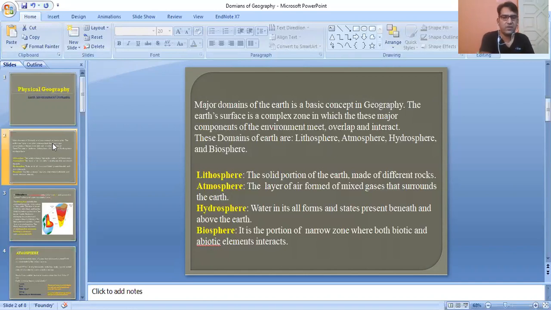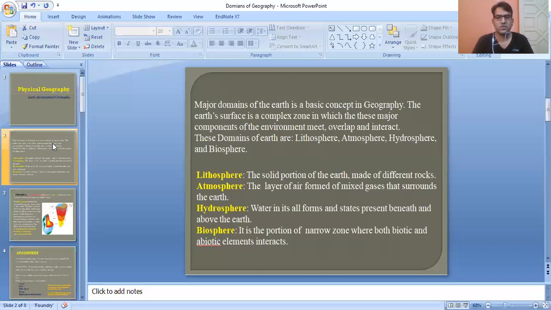So let's start one by one, but I want to give you smaller definitions, or a brief explanation, of these. The lithosphere is the solid portion of Earth, which is made of different rocks. I'll give you more details on that in coming slides. The atmosphere is the layer of air formed of mixed gases that surrounds our Earth. The hydrosphere covers the different forms and states of water, and the presence and distribution of water. And the biosphere is a narrow zone where biotic and abiotic elements interact.